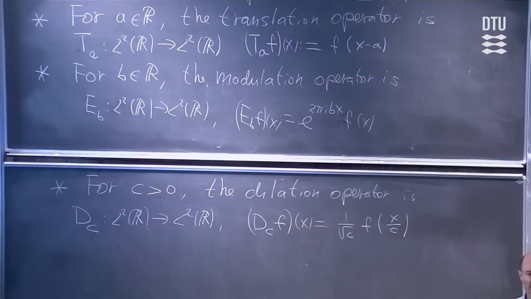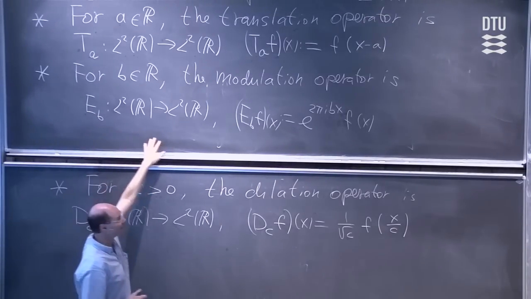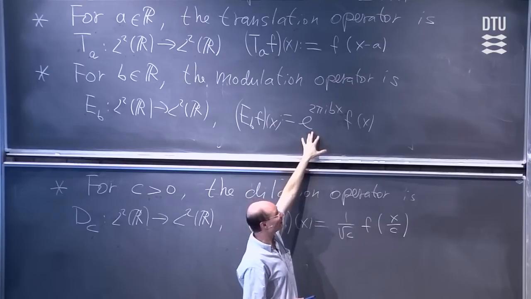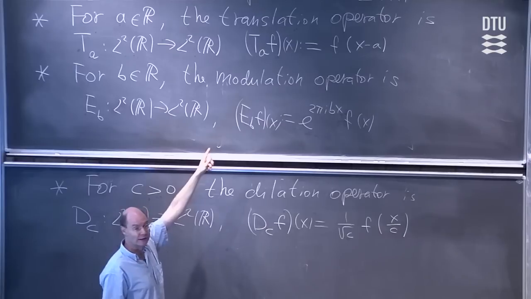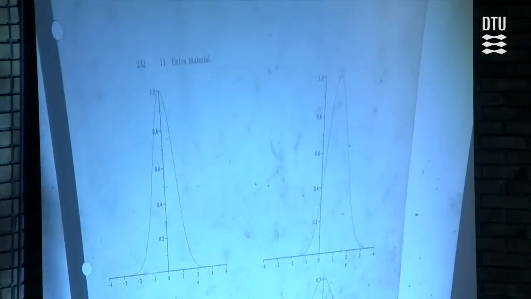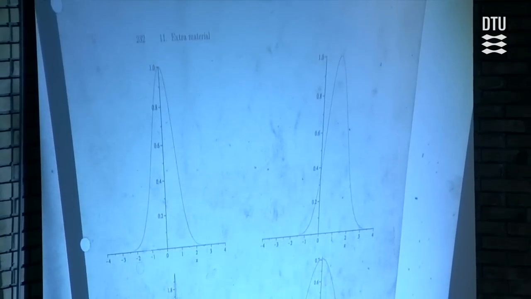I could make some pictures, but they will not look very nice, so instead I will show them to you. So actually, all of these operators, we can make a draft of them, except the modulation operator. We have to be a little bit careful with this. It's not so easy to make a draft of this because of this complex factor we have in front of this. But let's look at the first operator, the translation operator, and the dilation operator. So what we do here is we consider this function as starting point.